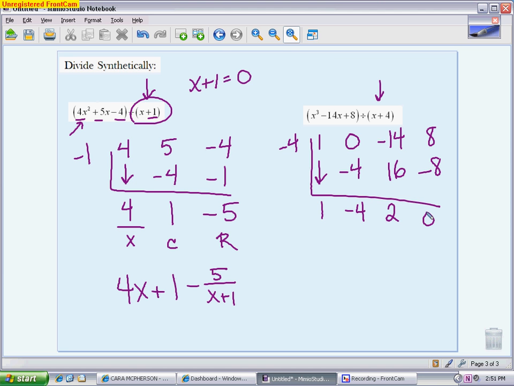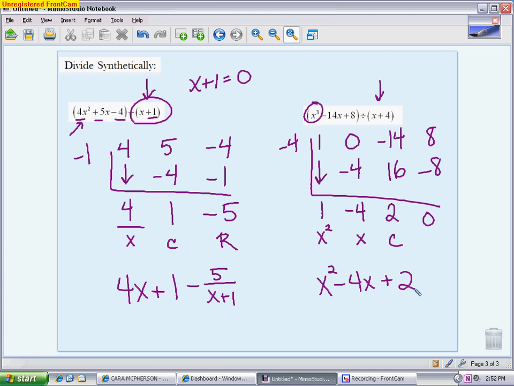Something special that happened with this one is we actually end up with no remainder. We have one that actually was a factor of it, so no remainder. But we still have to write down what my answer means. Now remember, we started with x cubed. So when we divide, we are left with, this is your x squared column, this is your x column, this is your constant. So your answer is 1x squared, or just x squared, minus 4x plus 2. No remainder, so I don't have to write anything else.